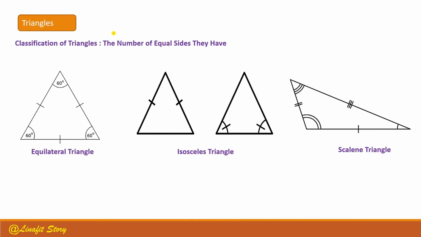Triangles. Here is the classification of triangles based on the number of equal sides they have. This is an equilateral triangle, meaning a triangle with 3 equal sides and 3 equal angles, always 60 degrees. Here is the isosceles triangle, meaning a triangle with at least 2 equal sides and 2 equal angles. And then here is the scalene triangle, meaning a triangle with no equal sides and no equal angles.